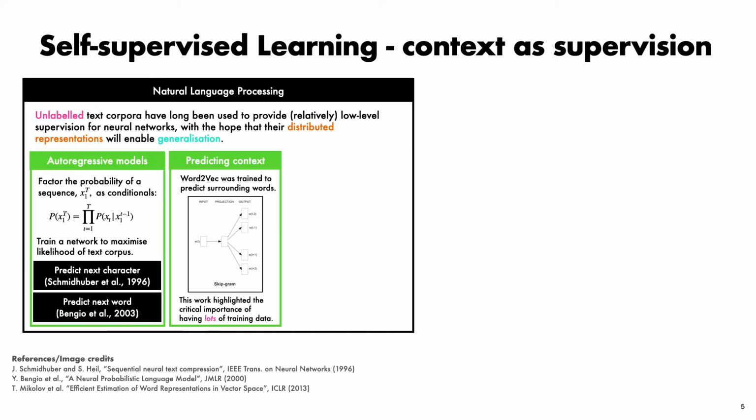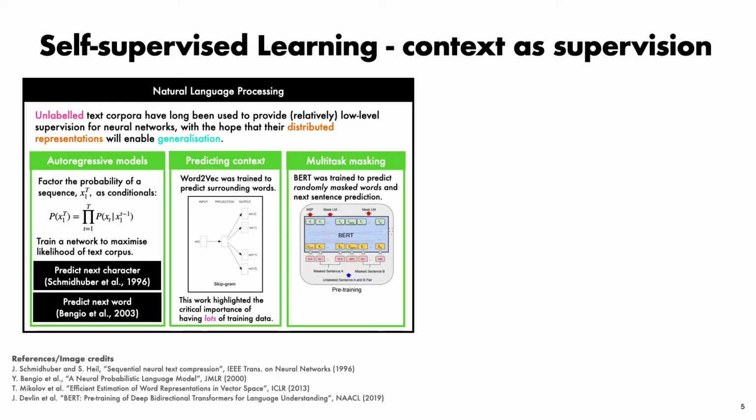More recently, various multitask masking schemes have been considered. Perhaps the best known is BERT, which was trained to predict randomly masked words in a sequence, in addition to predicting the next sentence in a corpus. This work showed, amongst other things, the benefits of using a high-capacity transformer for language modelling.